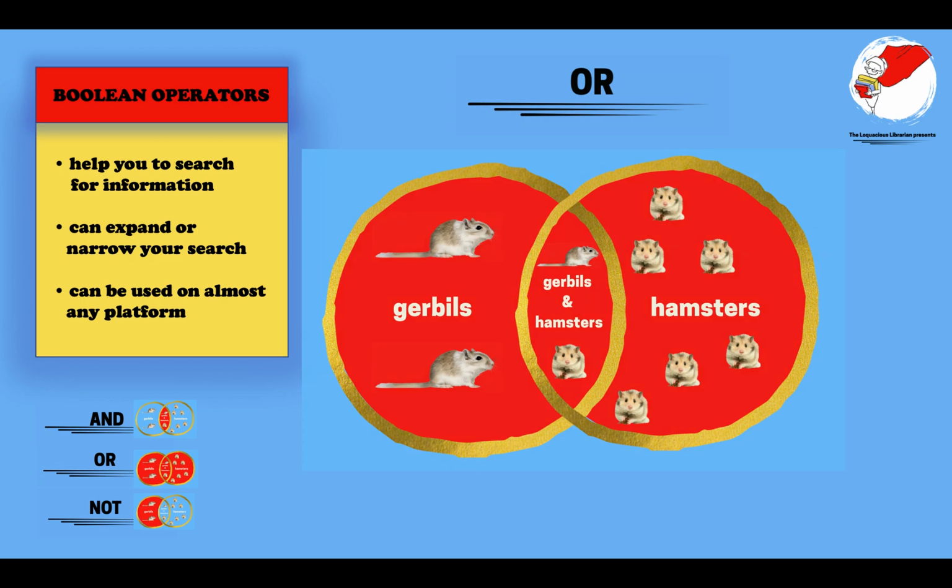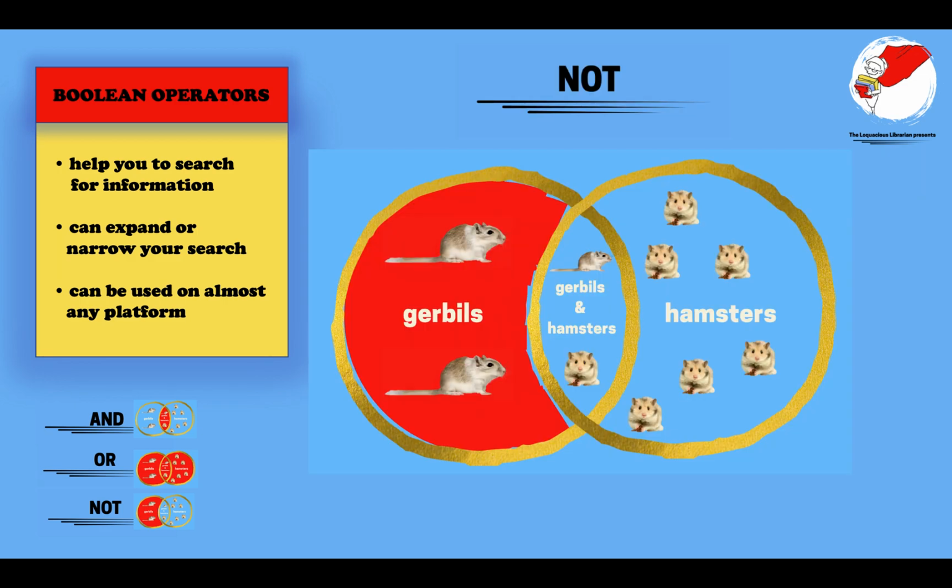Finally, let's talk about the NOT operator. Use the NOT operator when you want to exclude something or negate something from your search. For example, my friend Alex has a pet gerbil, but not a pet hamster. Alex only wants to find information about gerbils, but whenever they use a search engine, they find results about both gerbils and hamsters. It's confusing and there's way too much information to sort through. So, Alex searches for gerbils, not hamsters. This helps narrow their search to include information only about gerbils. In other words, it negates any result that includes the word hamster.